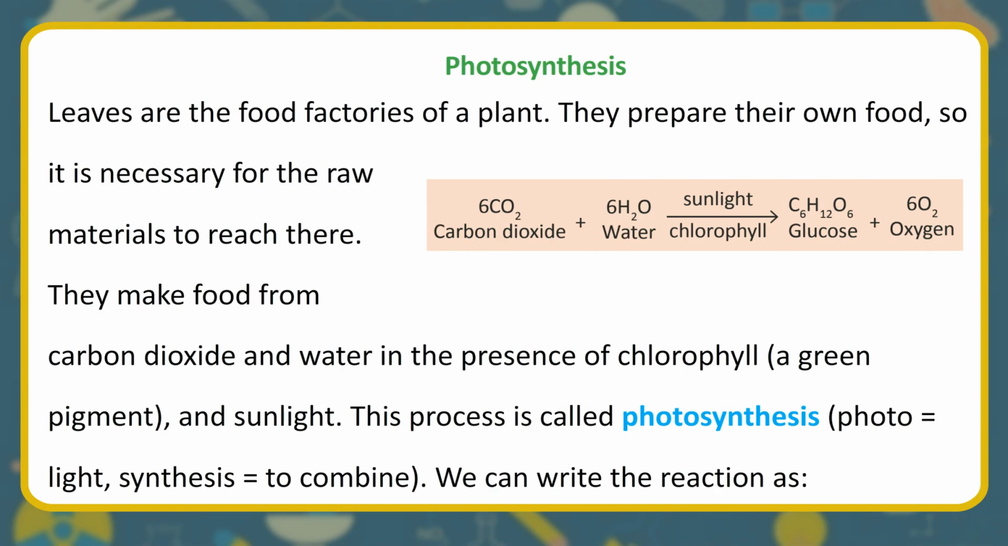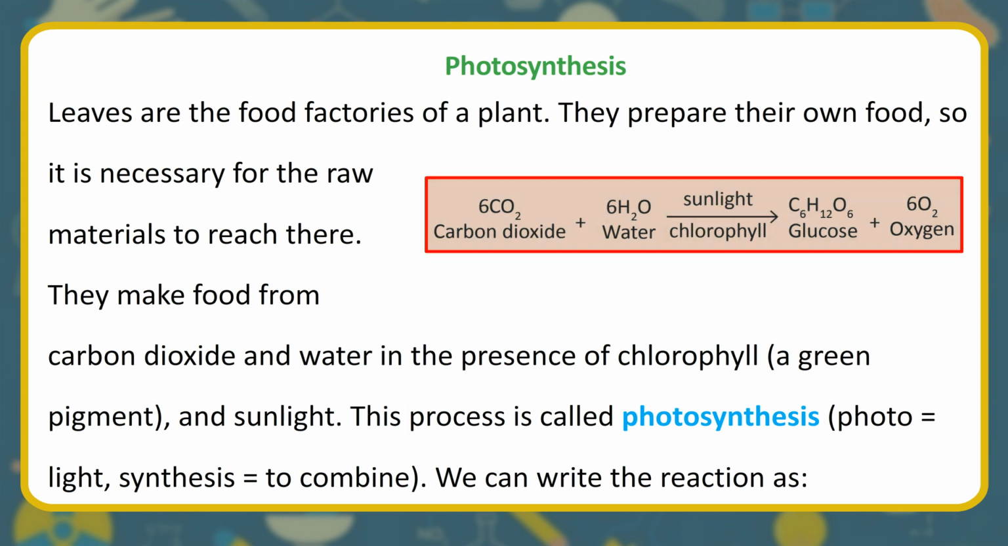Photosynthesis. Leaves are the food factories of a plant. They prepare their own food, so it is necessary for the raw materials to reach there. They make food from carbon dioxide and water in the presence of chlorophyll, a green pigment, and sunlight. This process is called photosynthesis. Photo equals light, synthesis equals to combine. We can write the reaction as 6CO2, carbon dioxide, plus 6H2O, water, in the presence of sunlight and chlorophyll, gives C6H12O6, glucose, plus 6O2, oxygen.